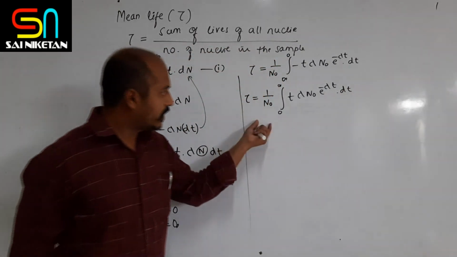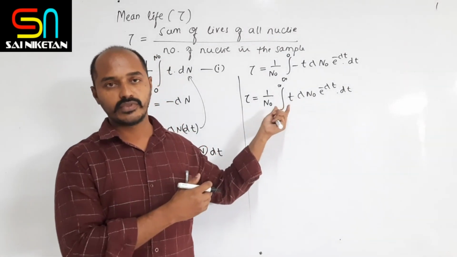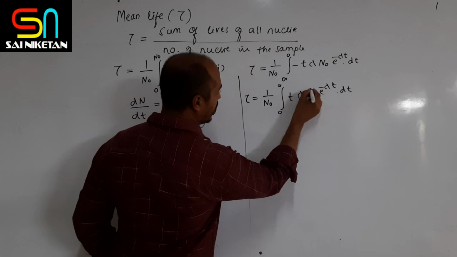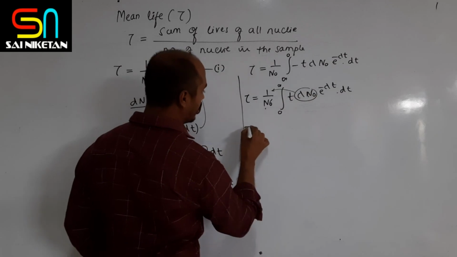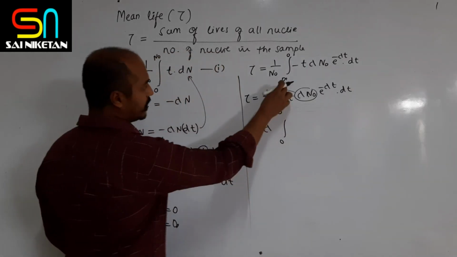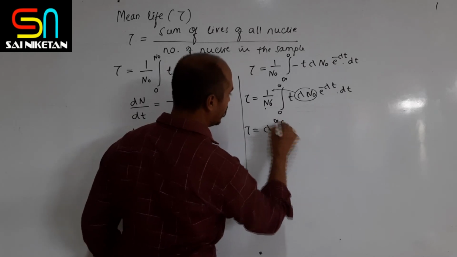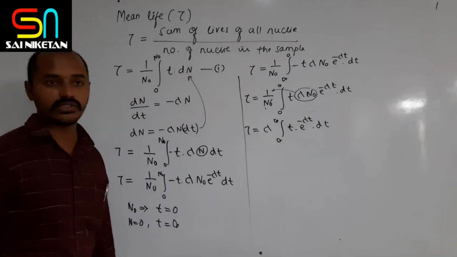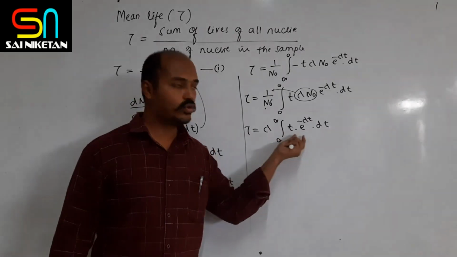Now, what constant terms can we take out? Here lambda and n naught are constants. If I take these two terms outside, n naught gets cancelled. What remains is lambda, with the limit 0 to infinity, of t e raised to minus lambda t dt. Here, two variables are there with respect to t.